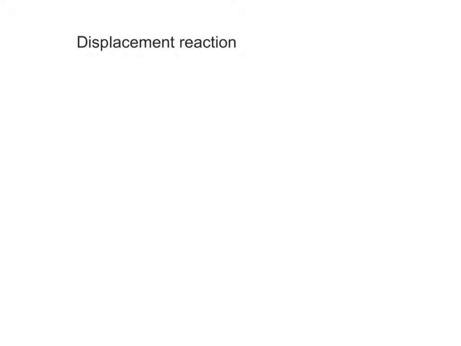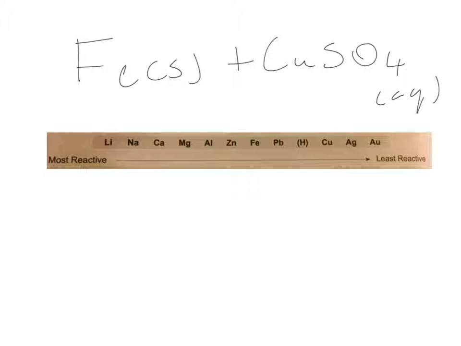Displacement reaction is a more reactive substance displaces a less reactive substance. So in here, we're going to look at an example of Fe solid reacting with copper sulfate. So the first thing you need to find out is which of these metals are more reactive.